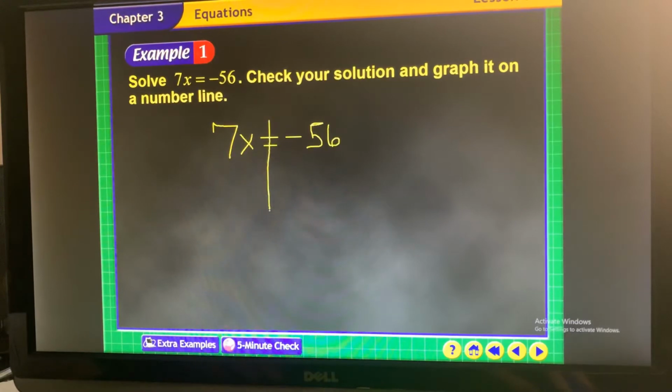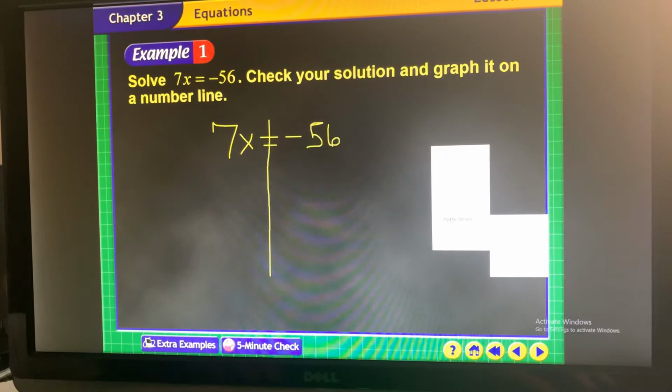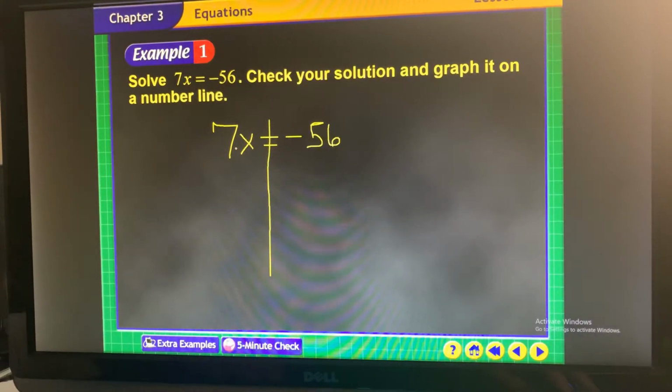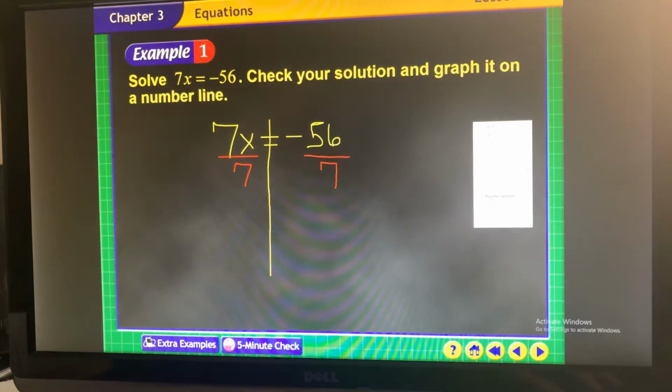Remember, whatever you do to the right side, you have to do to the left side. You undo it with the inverse operation. So what's the opposite inverse operation of multiplication? Division. So you're going to undo this by dividing both sides by the coefficient. Because when we did one step, I'll just show you over here.